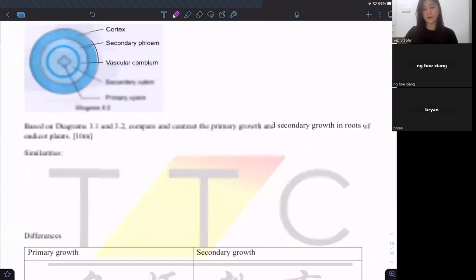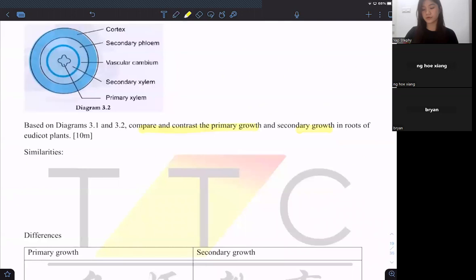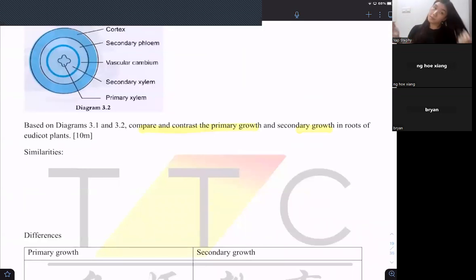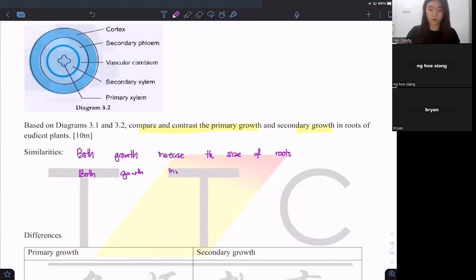Next, compare and contrast the primary growth and the secondary growth in the root of the eudicot plant. First write out the similarities. For example, both can increase the size, just one is for the length and one is for the diameter. Both also involve mitosis.